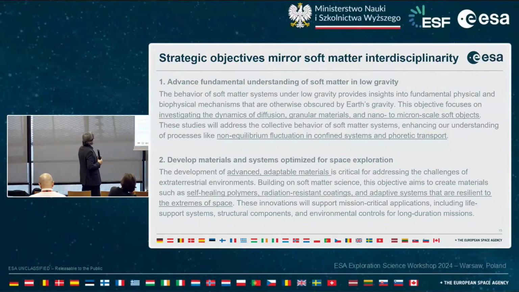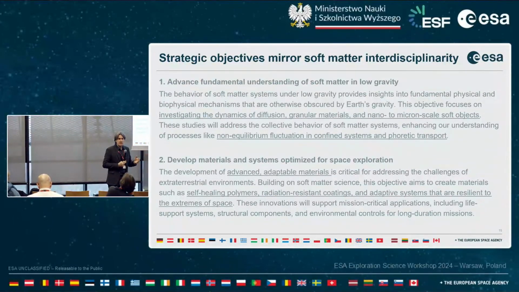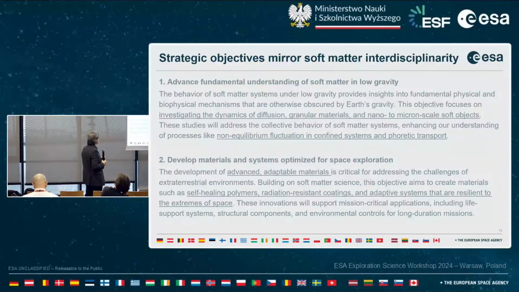And in addition to these key areas, we have identified 4 strategic objectives that in our vision mirror the interdisciplinary nature of soft matter, because all of them are quite diverse. The first one is, of course, the basic one: while we do science, to advance fundamental understanding of soft matter in low gravity. And the second one is to develop materials and systems that are optimized for space exploration.